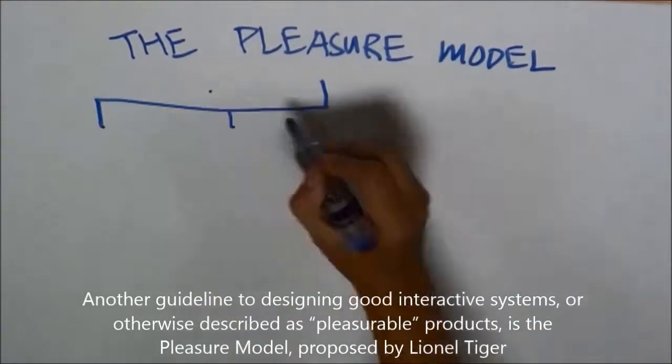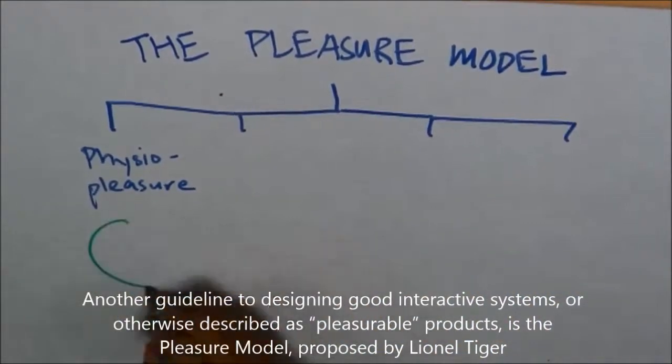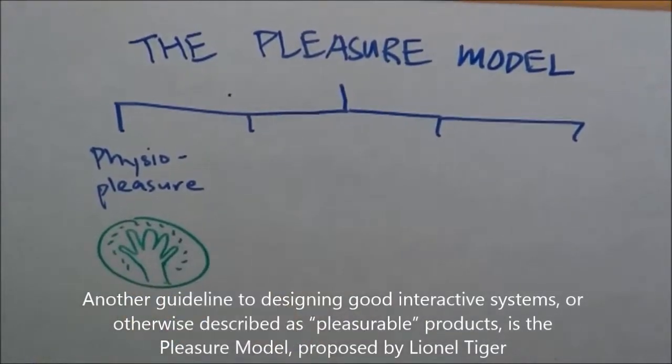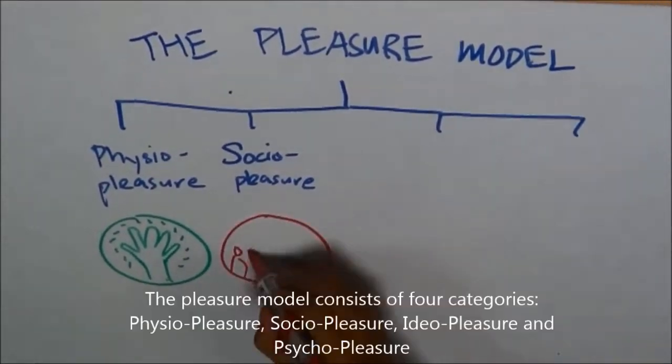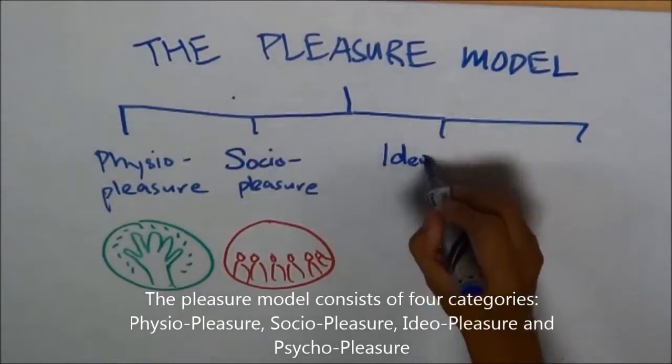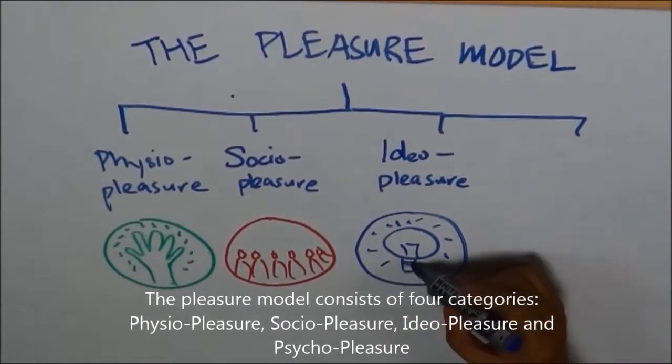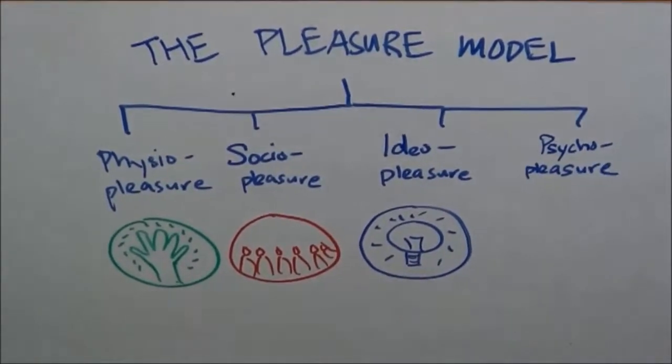Another guideline to designing good interactive systems, or otherwise described as pleasurable products, is the pleasure model proposed by Lionel Tiger. The pleasure model consists of 4 categories: physio pleasure, social pleasure, ideal pleasure, and psycho-pleasure.